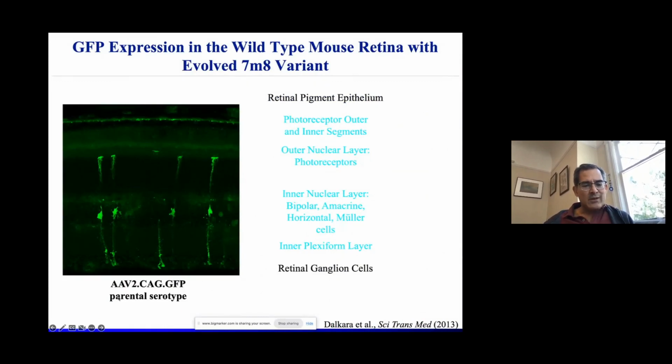Shown here is the parental serotype AAV2, which is actually used in Luxturna, that FDA-approved therapy. And you can see why they have to do the subretinal surgery, because if you introduce AAV2 into the vitreous, in this case in a mouse, you can see it barely touches the retina, hits some Mueller cells, some ganglion cells, but doesn't reach the outer nuclear layer, doesn't reach the photoreceptors.